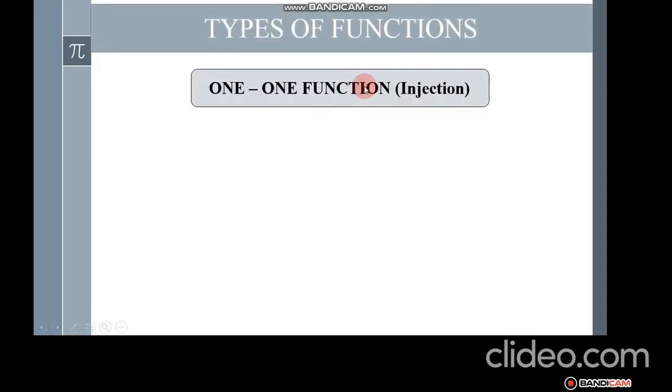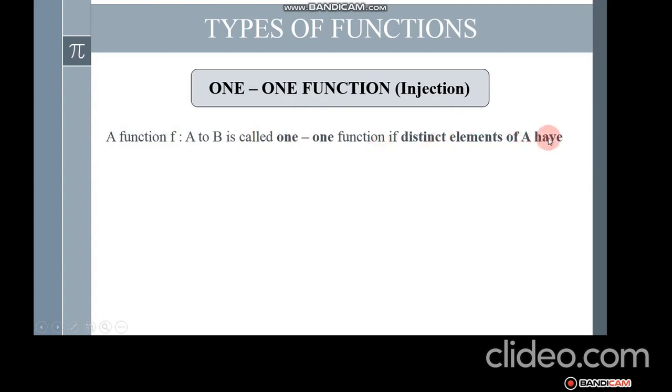Next one is types of functions. The first one is one-one function. The other name of one-one function is injection. A function f from A to B is called one-one function if distinct elements of A have distinct images in B.